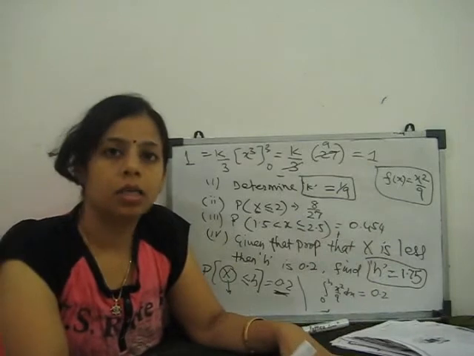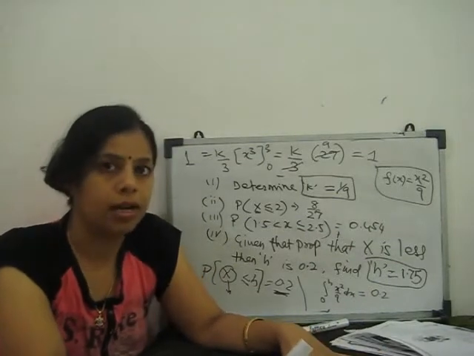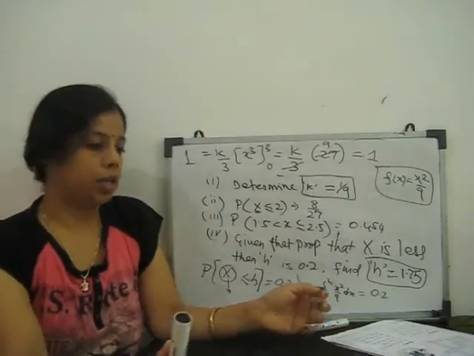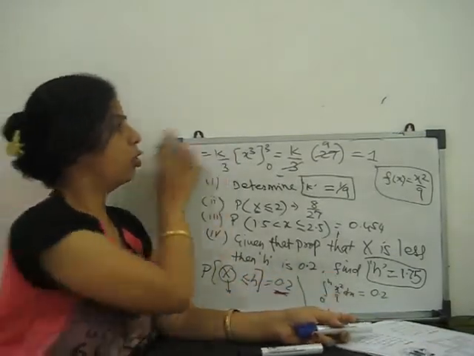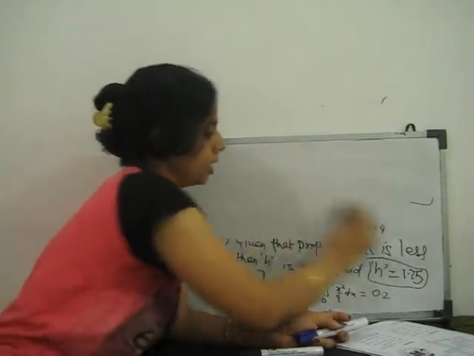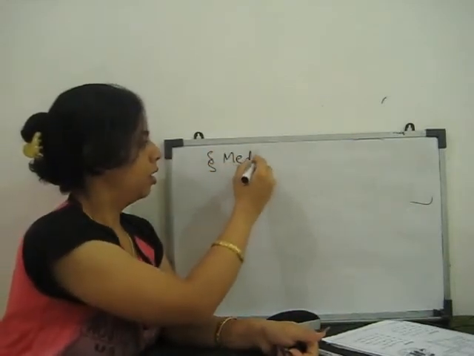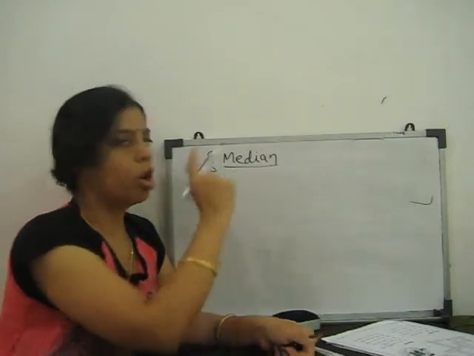Next, I will discuss for the continuous random variable how to find the median. So this is the PDF. The next step is the median. Mean we can also find. First we find the median.